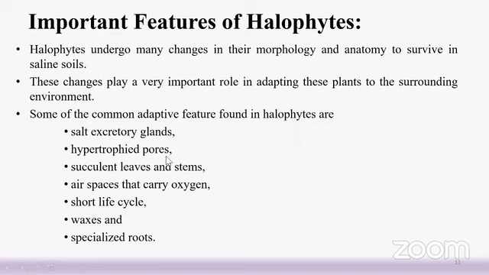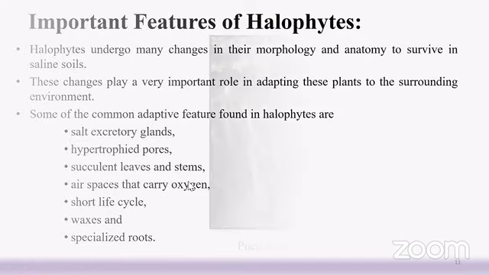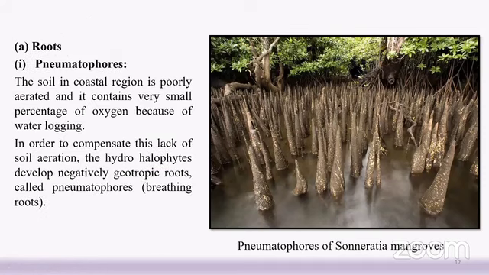Hypertrophied pores. The pore size will be large. Succulent leaves and stems. Succulence is a main feature of halophytes. Air spaces that can carry oxygen. Short life cycle. They complete their life cycle within a short range, so they escape the harmful effect of salinity. Waxes and specialized roots. So here are some modifications in different parts of the plants like roots, pneumatophores.